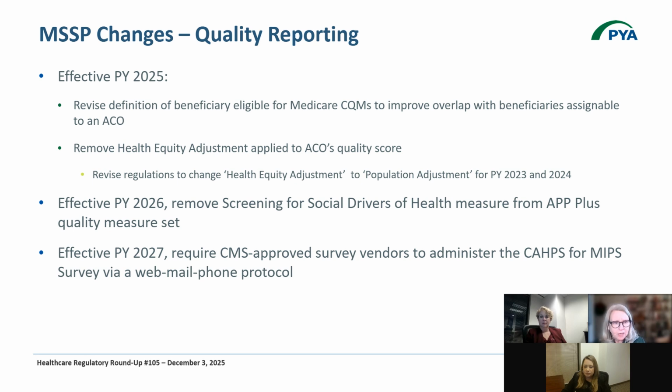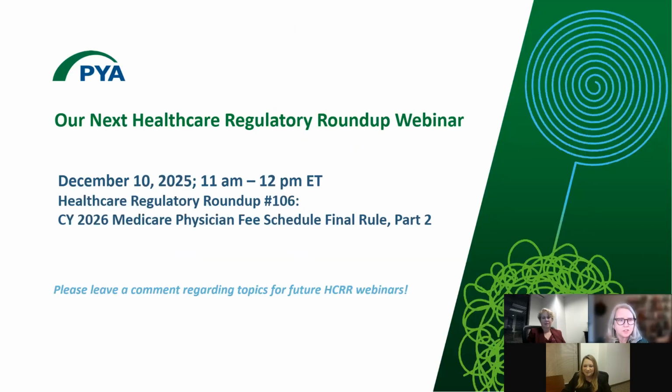And then beginning in performance year 2027, there are some changes to the CAHPS survey, now requiring that there be CMS-approved survey vendors who are using the web, mail, phone protocol. CMS determined that that's more accurate CAHPS data as a result of using that protocol, which results in a higher return rate, is what they're identifying. So that's it for MIPS. And in fact, that's it for part 1 of the Medicare Physician Fee Schedule summary. Again, back next week with part 2, addressing the remaining issues in the Medicare Physician Fee Schedule. So Jennifer, back to you to close us out.